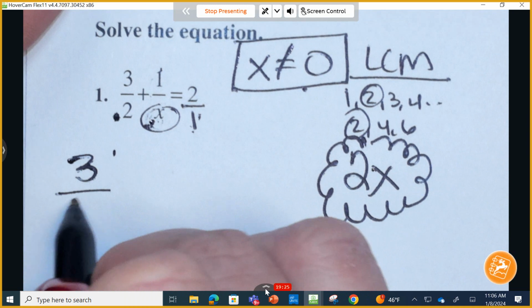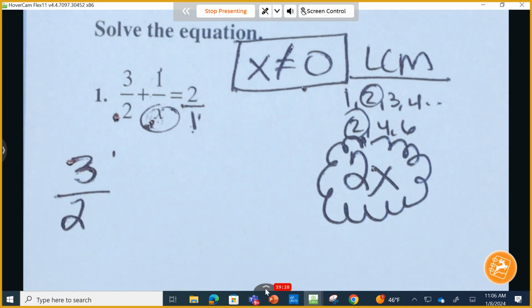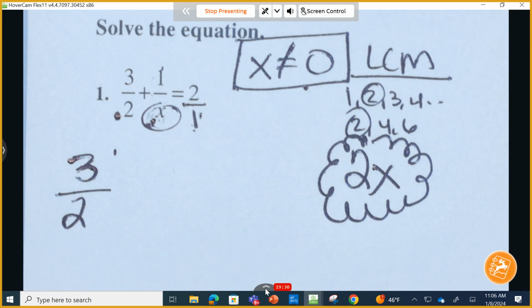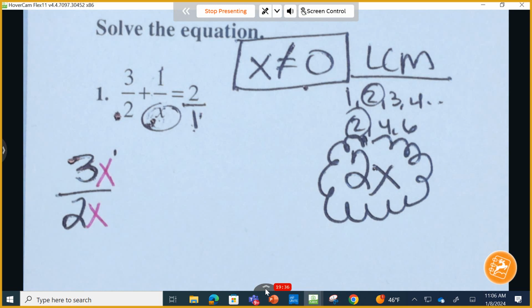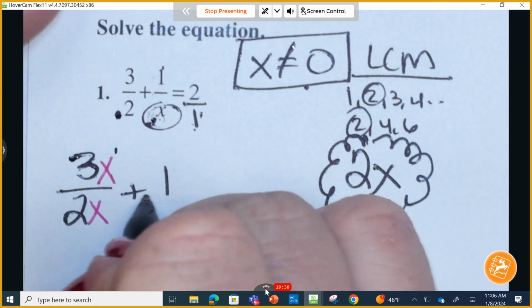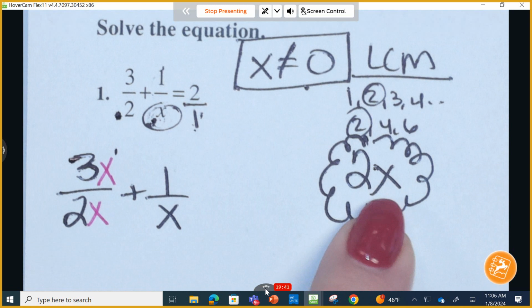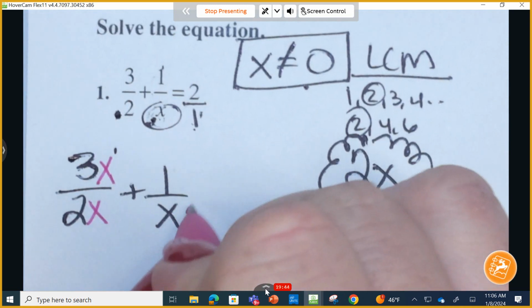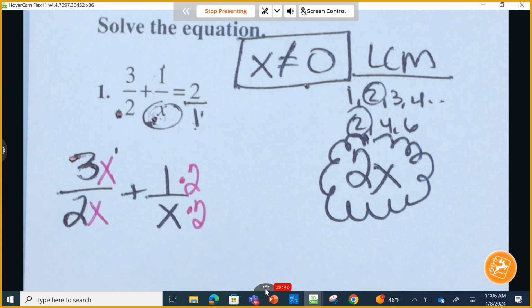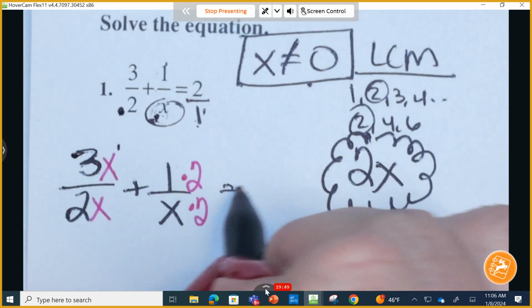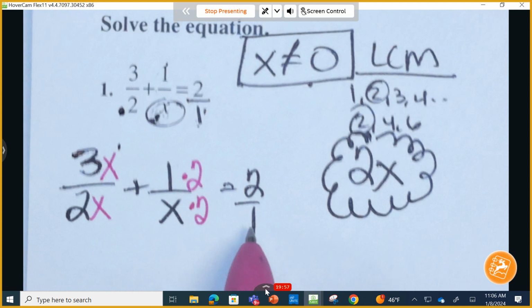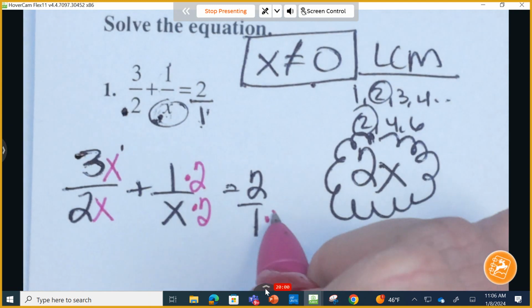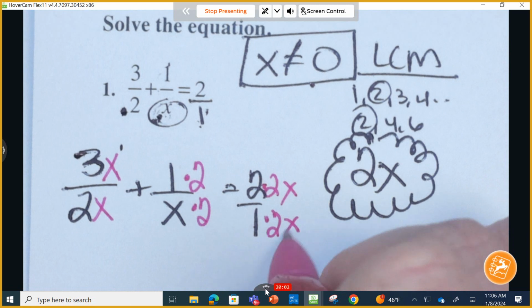We have 3/2. That's the first term. So it has a 2, but it's missing an x. So we're going to attach an x to the bottom and to the top. Plus 1/x. It has an x, but it's missing a 2. So I'm going to multiply by 2 to the top and to the bottom. And in our final one, we want to raise it to a 2x, and it only can be done by multiplying or dividing. So I can't go plus 1. I need to go times 2 and times x.